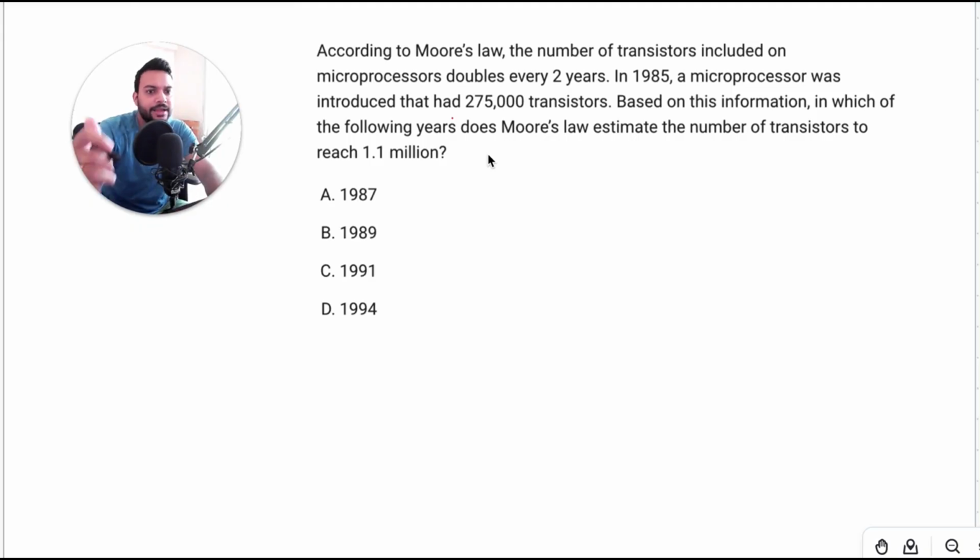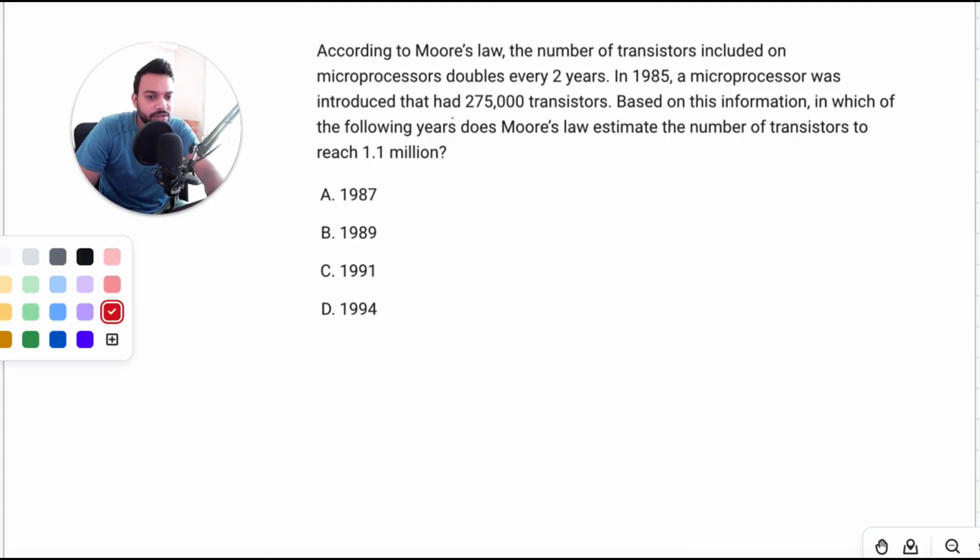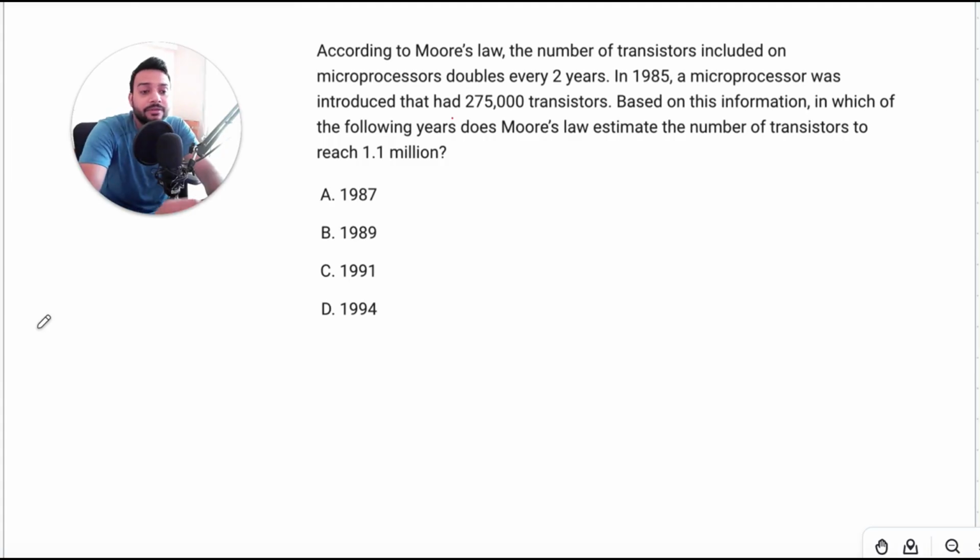This is actually, I would categorize this as a hard level question, looking at the level from SATs. Otherwise, it's a medium difficulty problem. So here we're going to make use of exponential functions. As you can see, it's doubling every 2 years. We did a similar scenario just before this, the Apple one.